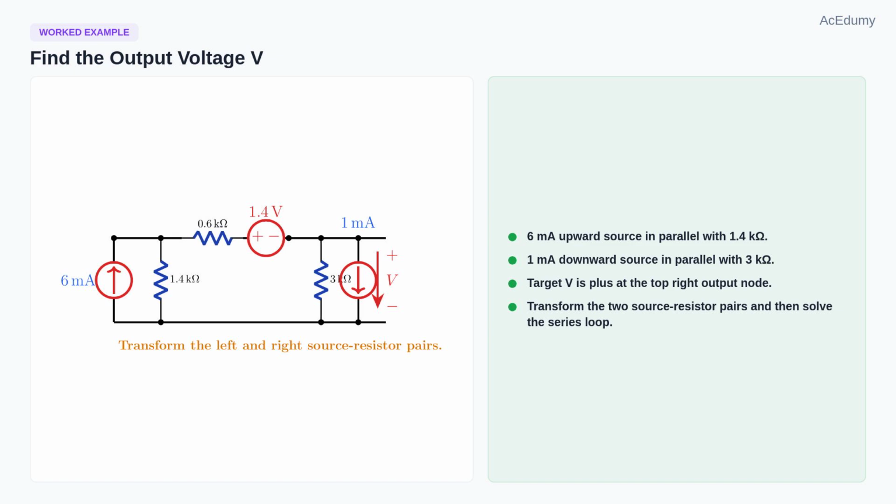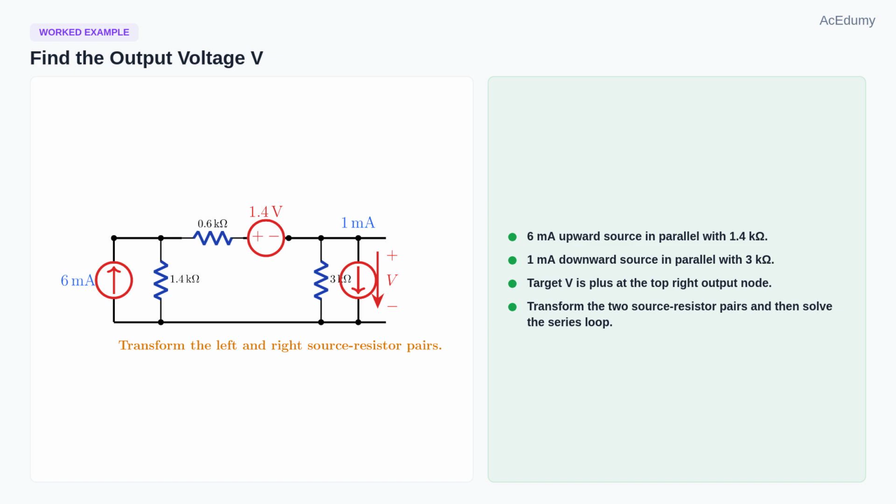Now use the method on a mixed source circuit. The target voltage V is measured at the right node, plus at the top and minus at the bottom. On the left, a 6 mA current source is in parallel with 1.4 kOhms. On the right, a 1 mA current source points downward and is in parallel with 3 kOhms.